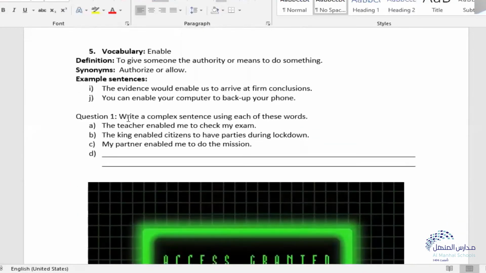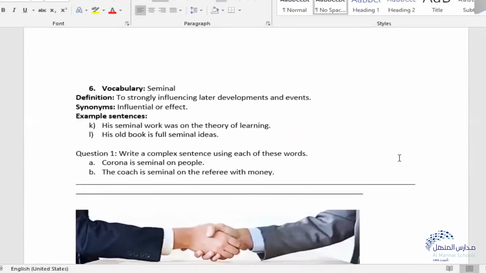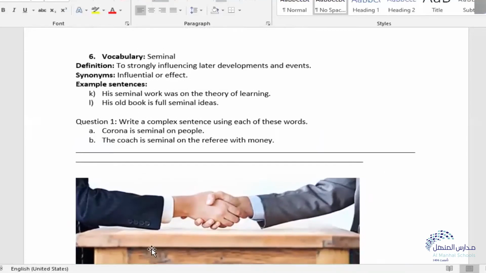And the fifth one, we got a few answers there. Enable. Enable, I think, was a little bit easier to understand. Again, a complex sentence using this word. And the students' answers: "The teacher enabled me to check the exam." "The king enabled the citizens to have parties during the lockdown." "My partner enabled me to do the mission." All very good sentences and all 100% right. I think the students understood that one a little bit better than the others. So that's why the sentences were more forthcoming.